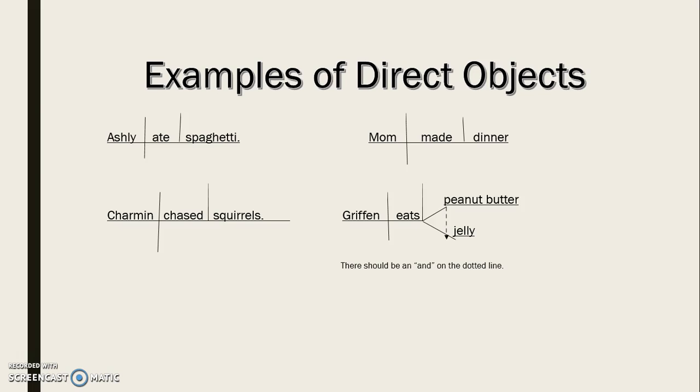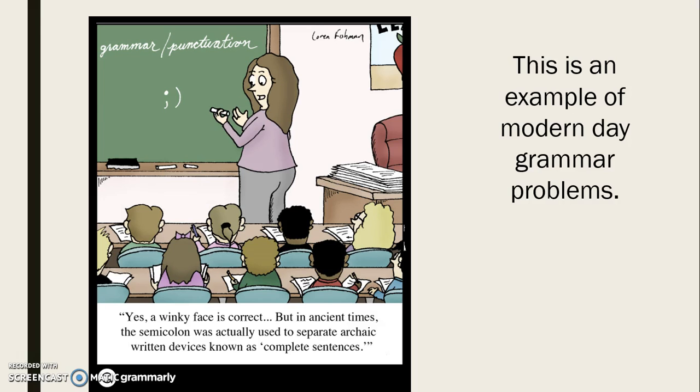Yeah, we're doing adjectives next. Adverbs is next week. Oh, but before that, here's an example of modern day grammar problems. Yes, a winky face is correct. But in ancient times, like when I was your age, the semicolon was actually used to separate archaic written devices known as complete sentences. Okay, remember that? We did that when we do compound sentences.